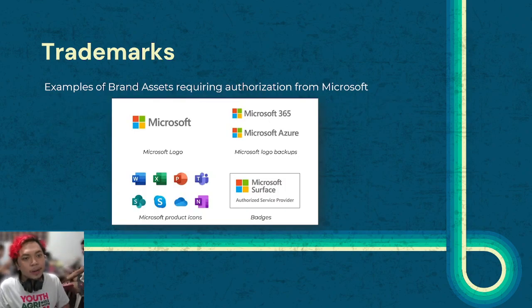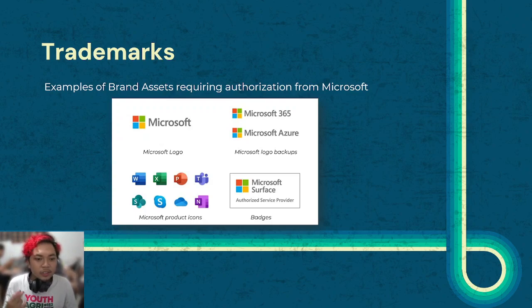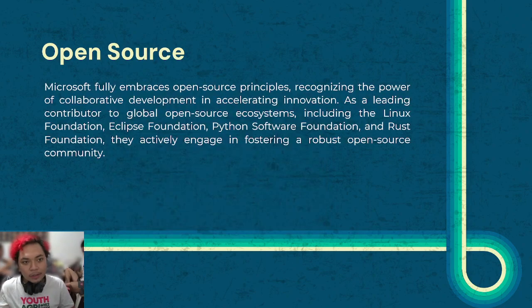Another example is the brand assets requiring authorization from Microsoft. We have the iconic Microsoft logo, the Microsoft logo lockups, which are Microsoft 365 and Microsoft Azure, and the Microsoft product icons in the Microsoft Office. You can see the Word, Excel, PowerPoint, and Teams. And lastly, the badges. One example here is the Microsoft Surface authorized service provider. These examples are considered brand assets protected by Microsoft.